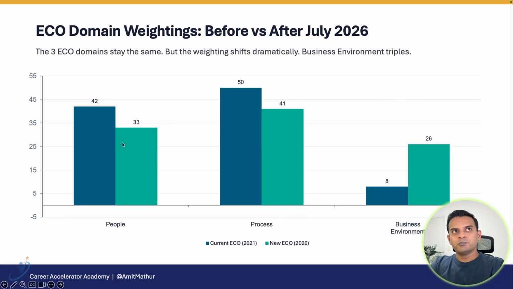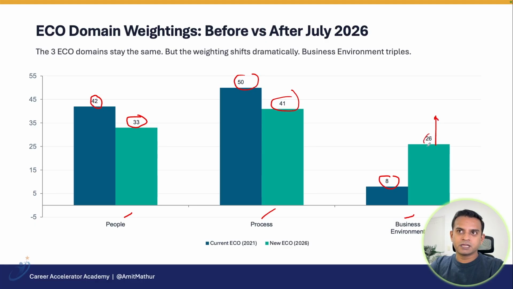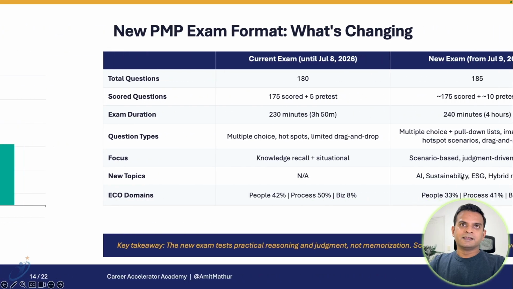Now let's look into the exam content outline domain weightage. There are 3 domains highlighted: people, processes, and business environment. People was 42% earlier and has now moved down to 33%. Processes was 50% and has now moved down to 41%. However, business environment, which was just 8% earlier, has now reached 26%. A lot of questions are going to come from business environment, so please keep this in mind.